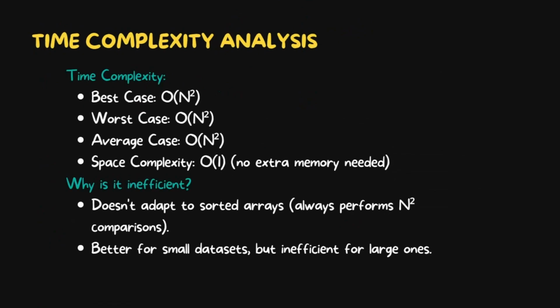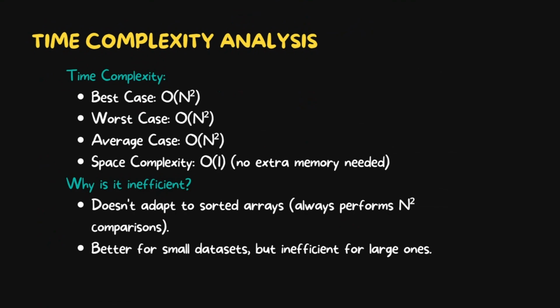Now let's analyze how efficient selection sort is. The time complexity: best case is order of n square, worst case is order of n square, and average case is also order of n square. The space complexity is order of 1. It doesn't use extra memory.